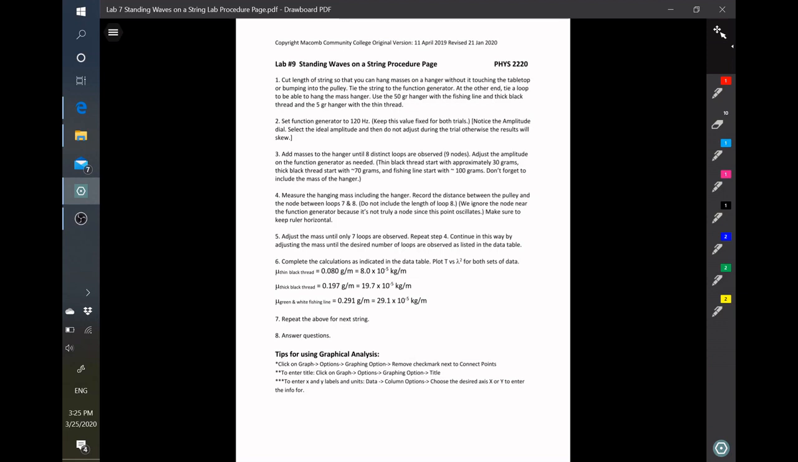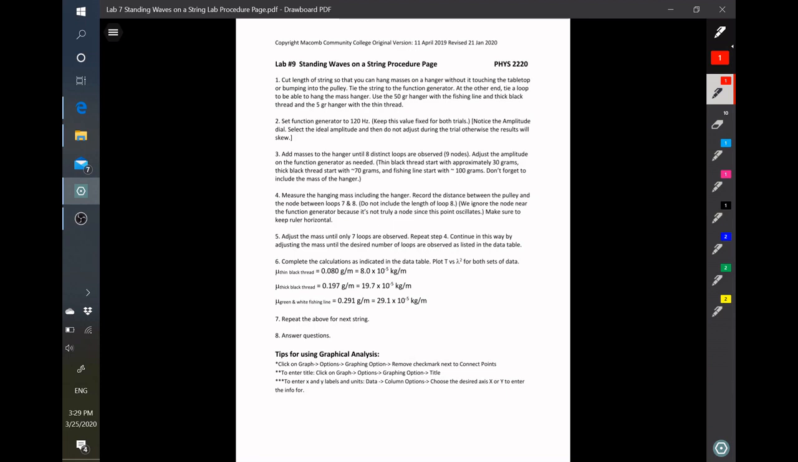Here's the procedure page that we used when we were doing the lab. For step 1, we just cut some string. Step 2, we set the frequency of the vibrator to be 120 Hertz. Step 3, we added masses to the string so that 8 loops were observed. The amount of mass hanging from the string represents the tension in the string.